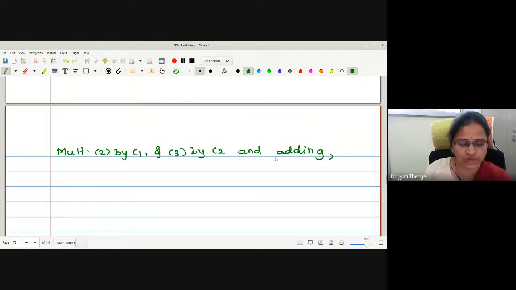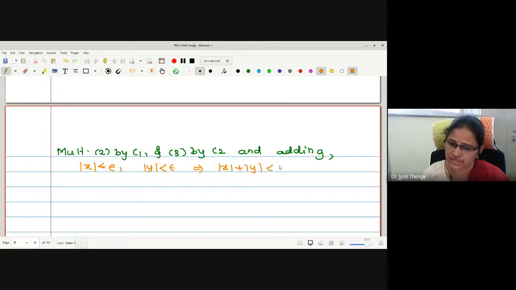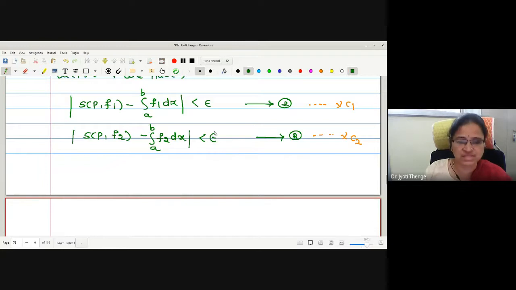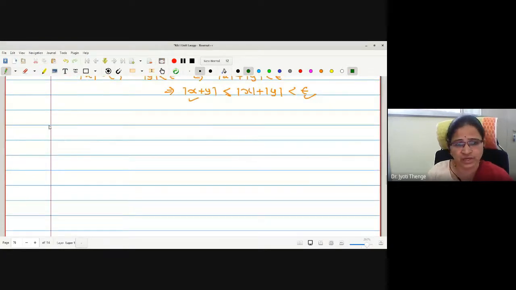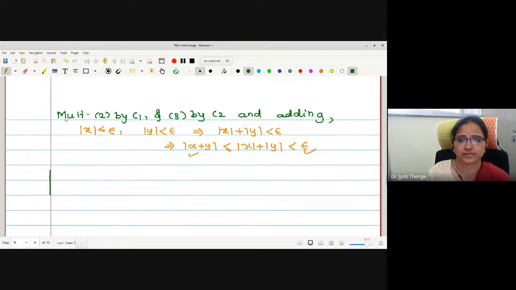Now I am going to write everything in a combined format. Already we have seen mod x less than epsilon, and mod y less than epsilon. If I add, this gives mod x plus mod y less than epsilon. But we already know mod of x plus y is less than or equal to mod x plus mod y, which is strictly less than epsilon. Therefore, I can combine the modulus also. Same logic I will use here for multiplying by C1. Let me combine this in one modulus itself.